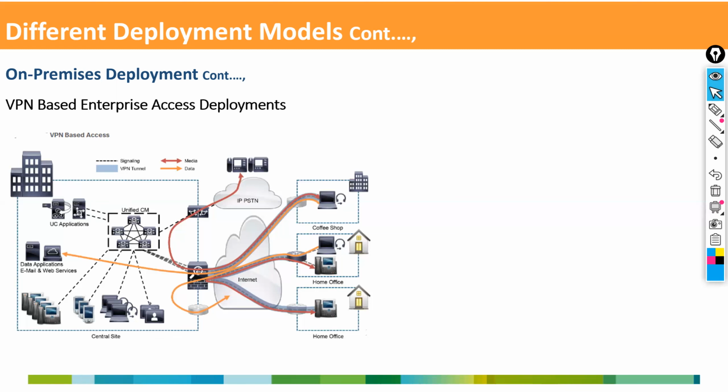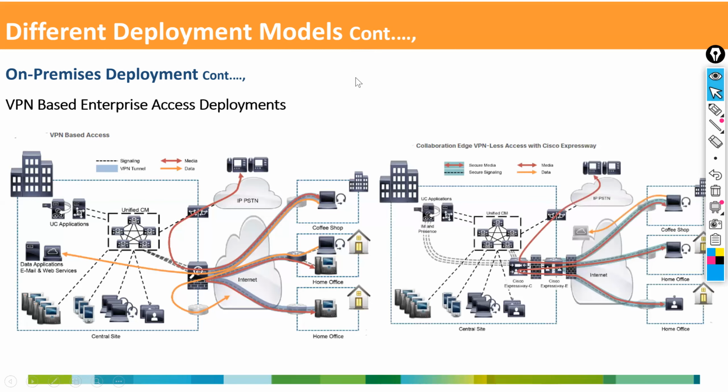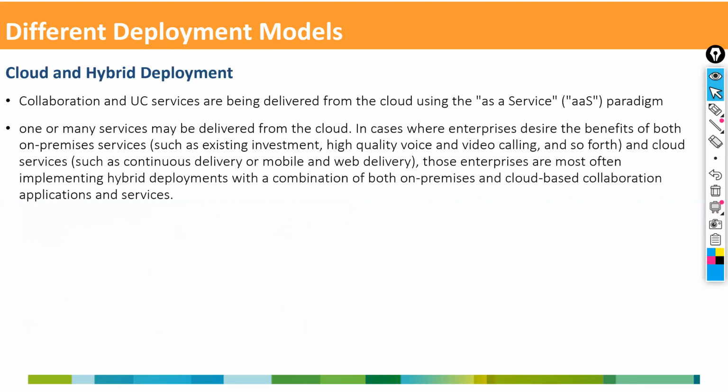Now we are using the Expressway server. You remember Expressway C and E? That is the VPN-less communication. Yes, if you have a VPN, you can connect through VPN. If you don't have the VPN, now we are using separate Expressway servers. You can use both.